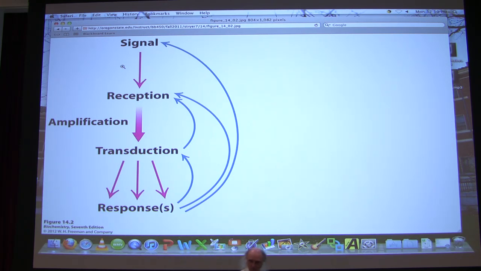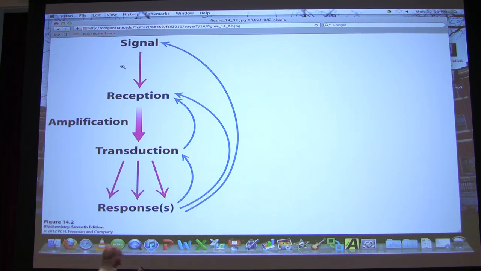Question? Can you say the definition of signal transduction one more time? So signal transduction is the phenomenon whereby information outside the cell is communicated inside the cell. So an example is a hormone binding to a receptor. That receptor has some shape changes, as we will see, that will cause several things to happen inside the cell as a result of that. But the transduction is just that general phenomenon. Okay?